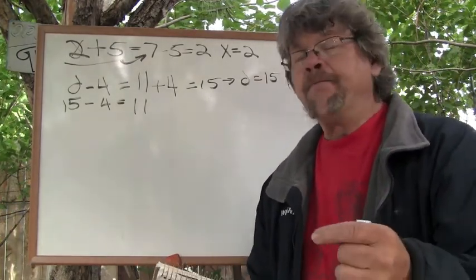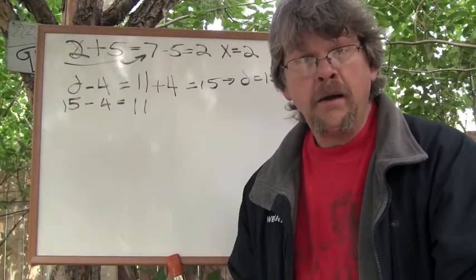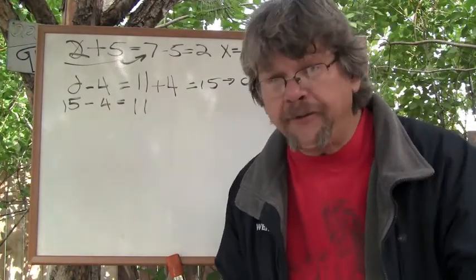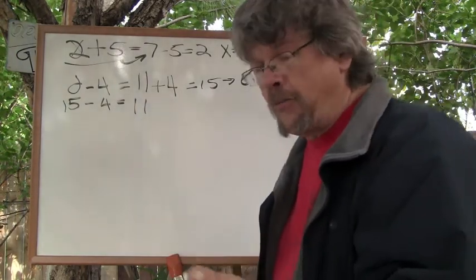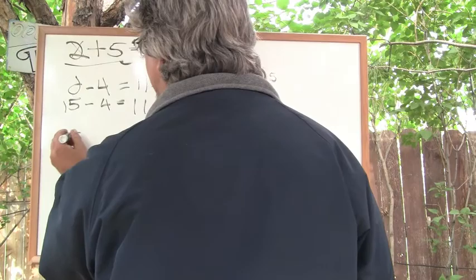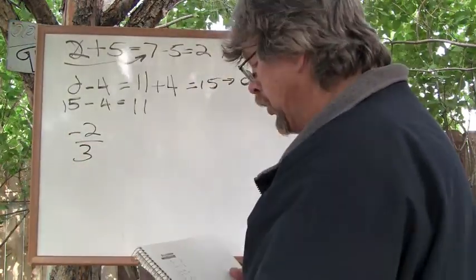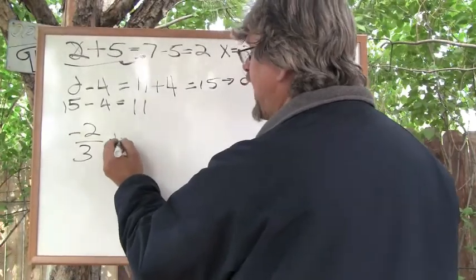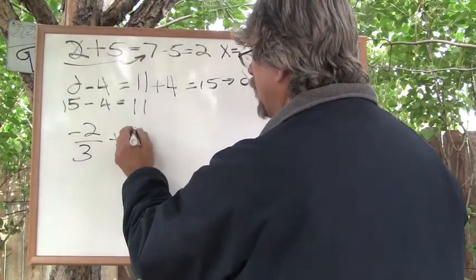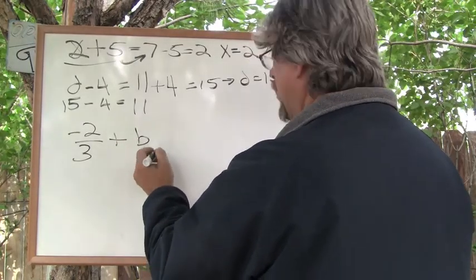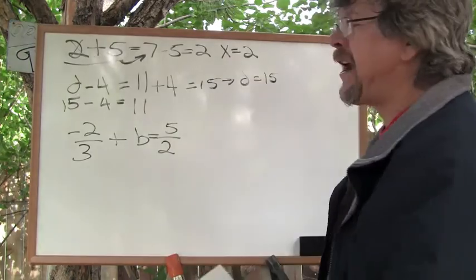Now I'm going to call linear equations more complicated, but that doesn't mean they're more difficult. This is an important distinction. They are not more difficult, they're just more complicated, meaning perhaps there are 2 or 3 extra steps to take to solve a linear equation. Negative 2/3 plus b equals 5 halves. Now here we have fractions.